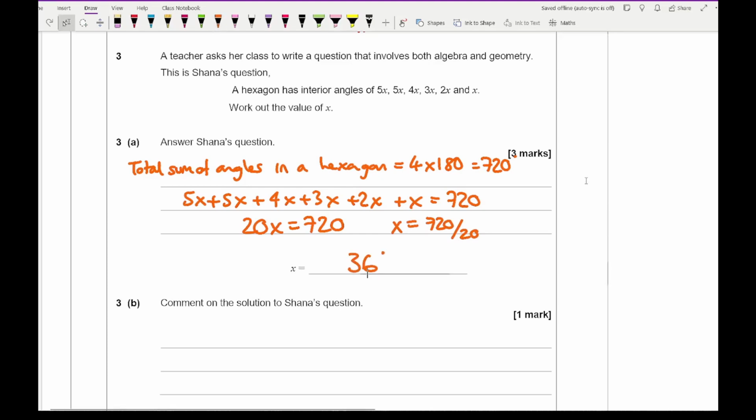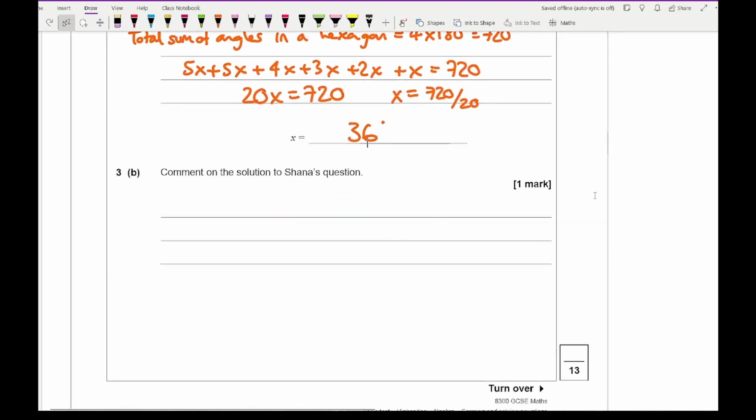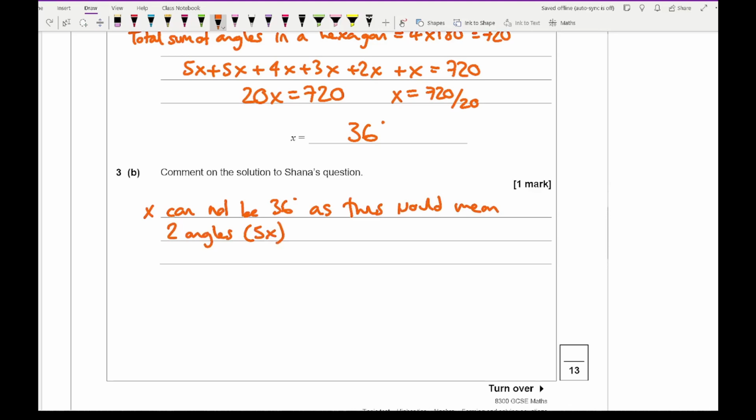It then says comment on the solution to Shanana's question, and the problem is that x cannot be 36, as this would mean two angles, in other words the ones that are 5x, being 180 degrees, so therefore a straight line.